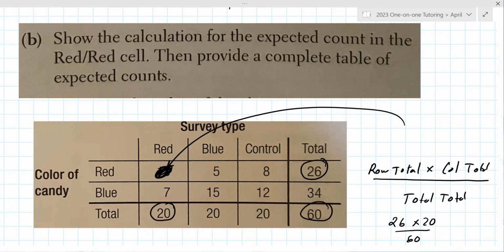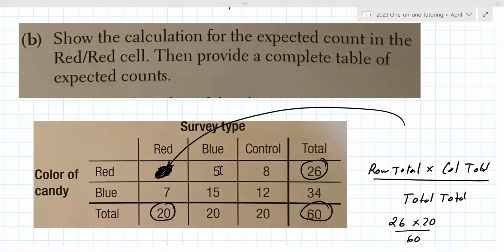Now, some books round to the whole number. You're not supposed to do that. You're supposed to leave it unrounded. Then you have to do it for all of these. You have to get what's called the expected values for all of them, and so it's kind of rough.